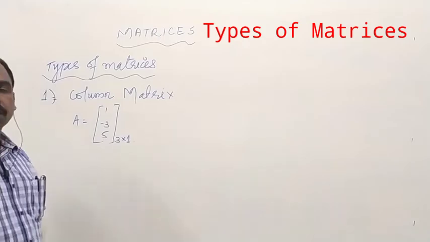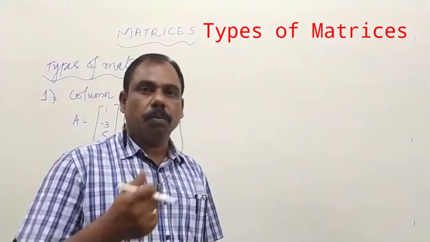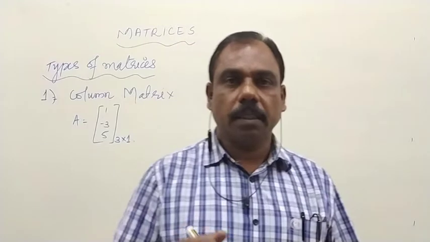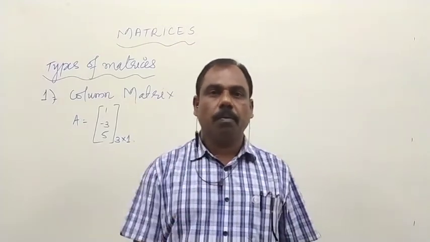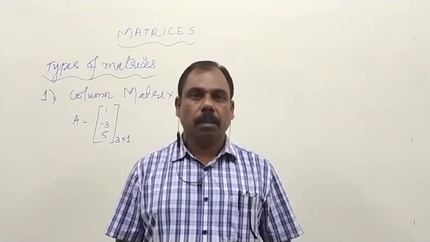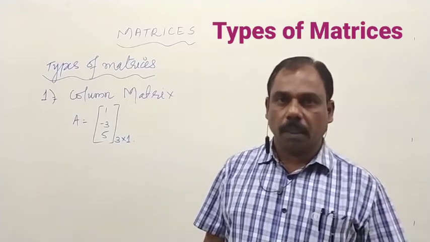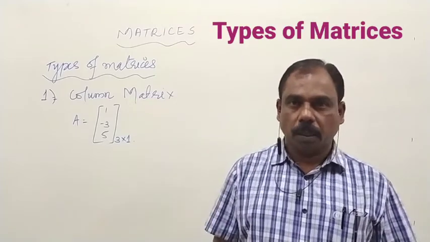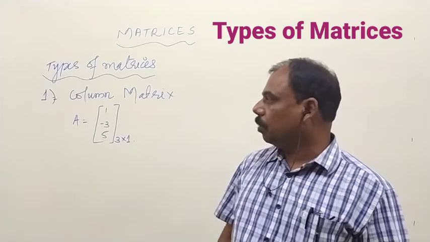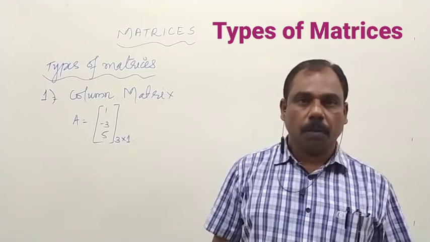This matrix we call a column matrix. So, what do you mean by a column matrix? A matrix that has got only 1 column, we call it a column matrix, whatever may be the number of rows. So, this matrix A is equal to 1, minus 3, 5 is a column matrix.